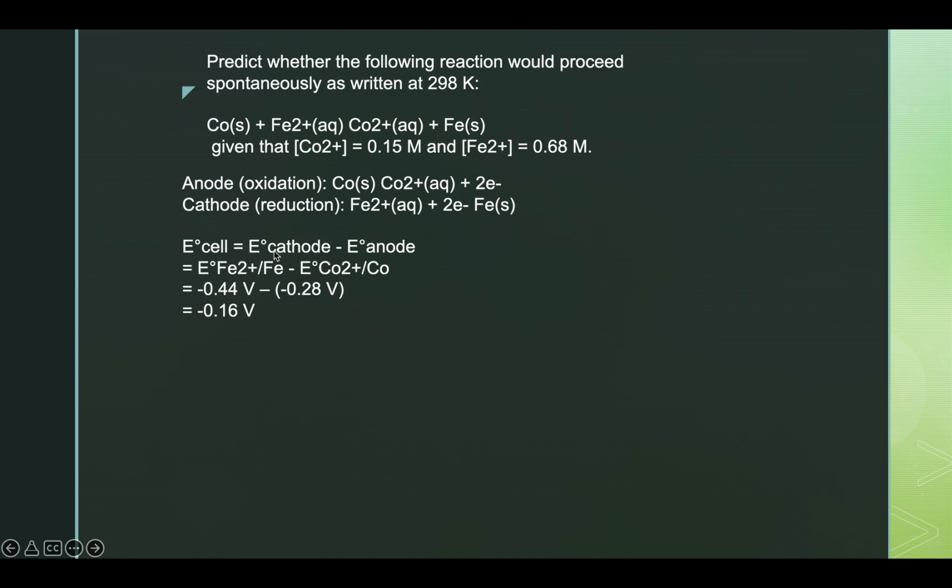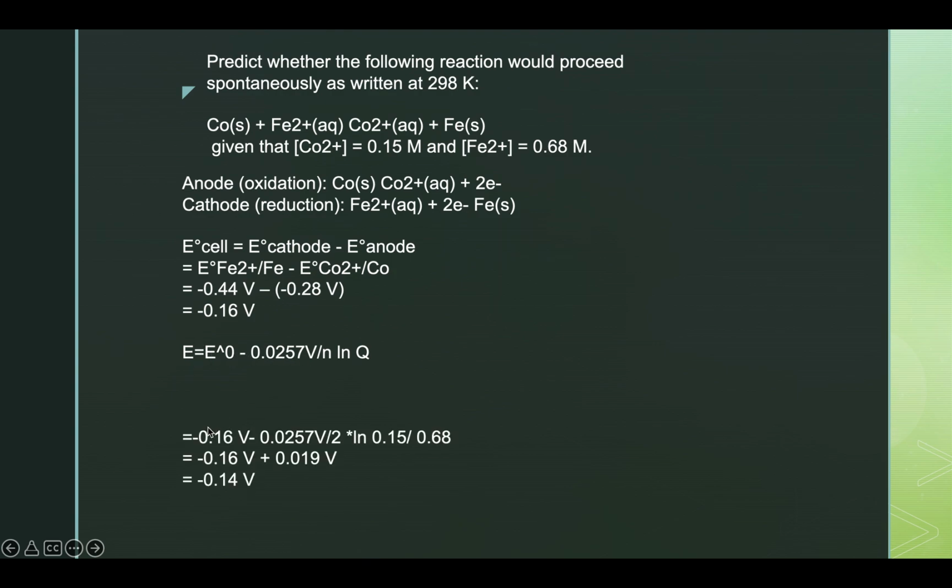So you're looking for a cathode minus anode, which is the E for Fe, minus the E of the anode. And it gives you that value. That's your E cell. Now, the only difference between this and the positive equation is that it has a Q in there. But now that we have our E cell, we can calculate: 0.16 volts minus 0.0257 volts divided by 2, times ln of 0.15 over 0.68. Notice how it's concentration, by the way.